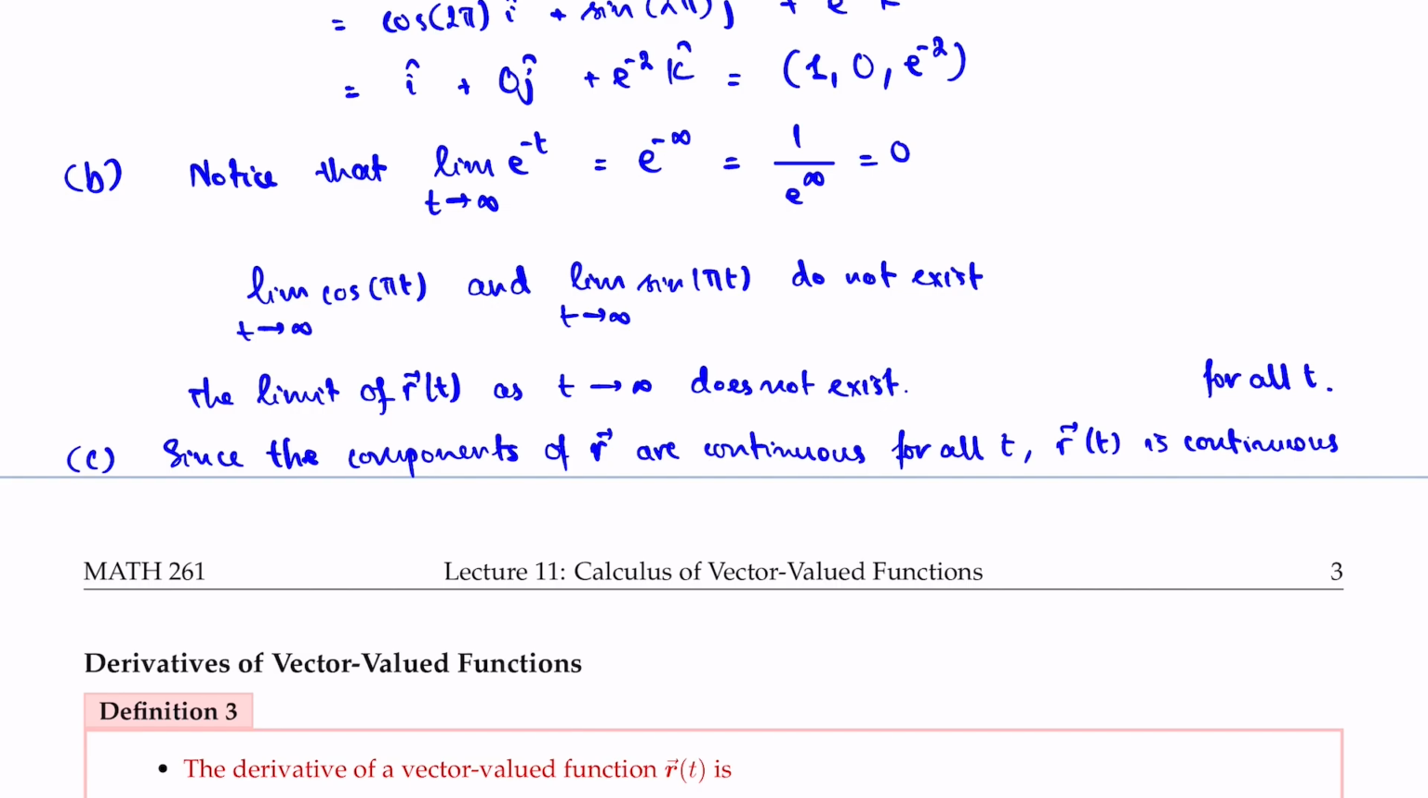There are other scenarios where you have to find the domain of the function and restrict the domain to certain values of t. If that is the case, then you can have different conclusions on the continuity of vector valued functions. So that's it for limits and continuity of vector valued functions. Now I'm going to move on to talking about the derivative and the integral of vector valued functions.